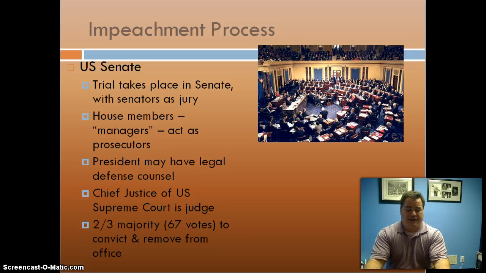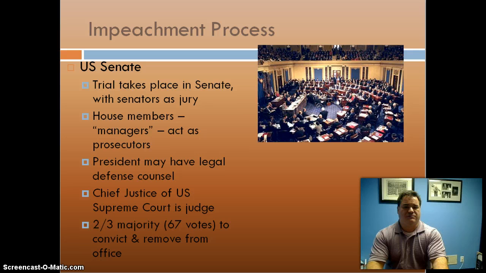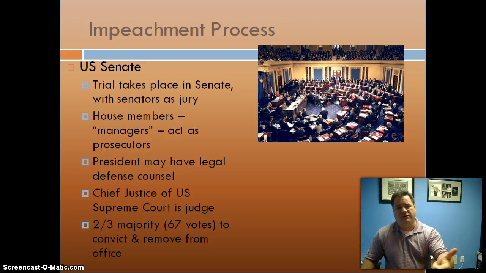The president may hire legal counsel to cross-examine the witnesses, to bring their own witnesses, to counter the charges that the impeachment represents. Now, in turn, if it's the president being impeached, the Chief Justice of the U.S. Supreme Court sits as the trial judge and makes rulings on evidentiary matters, that kind of thing. Now, it requires a supermajority. 67 senators must vote to convict and remove somebody from office. And that's what an impeachment's all about, removing somebody from office. So it's a two-step process. First the impeachment, then the trial.